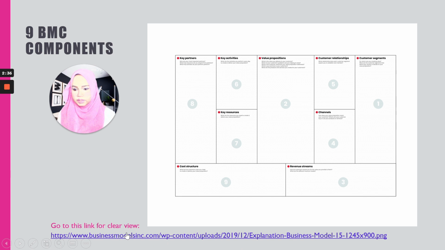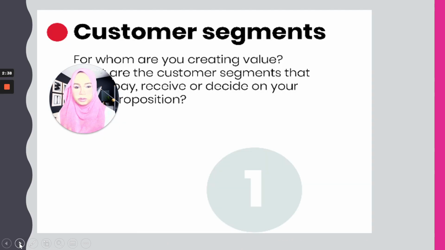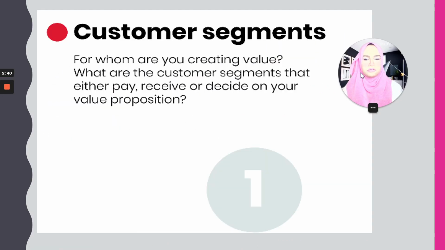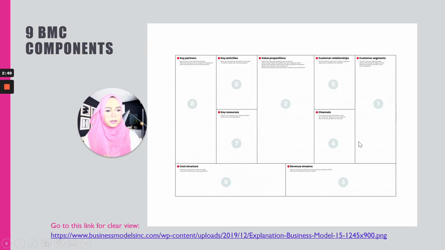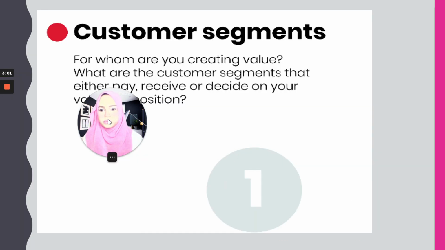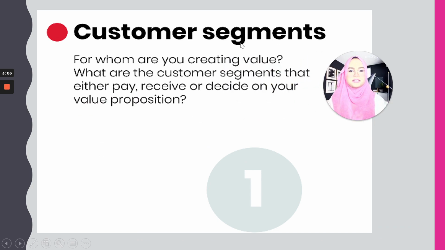I'm going to explain to you one by one. First we start with the customer segment, number 1. As you have here in numbers, the numbers will be the sequence of the presentation that you will be doing. You will start with number 1, 2, and then 3, 4, 5, and 6, until the 9th block. So let me explain to you the first block here, which is customer segment.